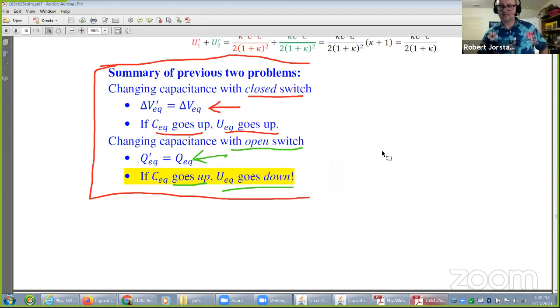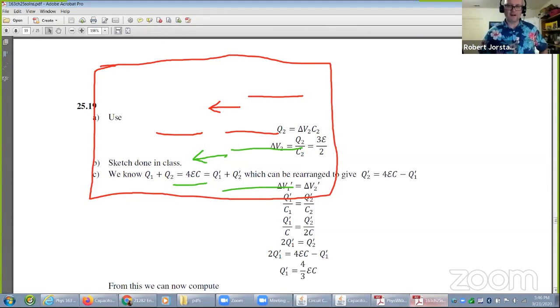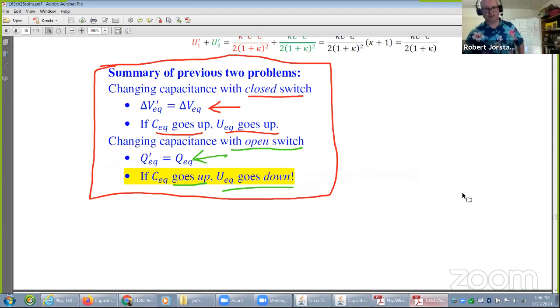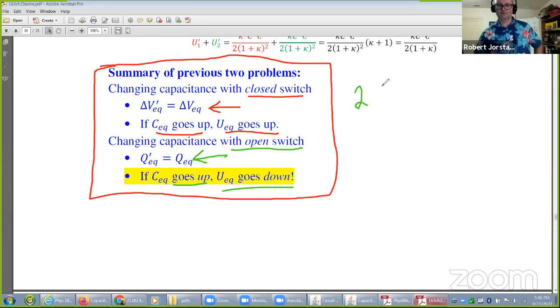Check it to see. All right, so I'm going to go ahead and stop the share for a second. By the way, this summary was written on, what problem was this? 25.18, at the bottom of 25.18. That's where that summary is. But yeah, I'll write that up here real quick. I'll check the chat.